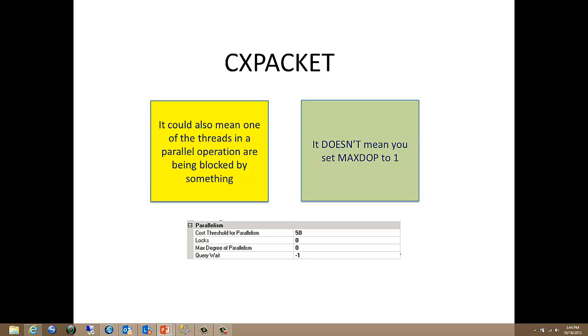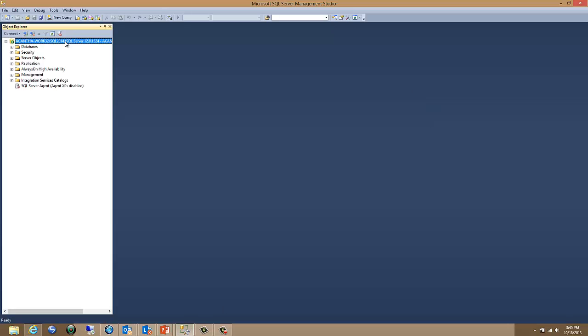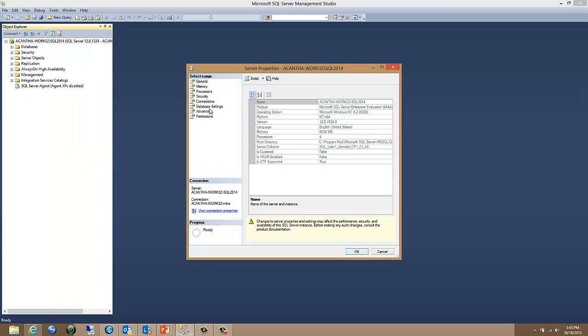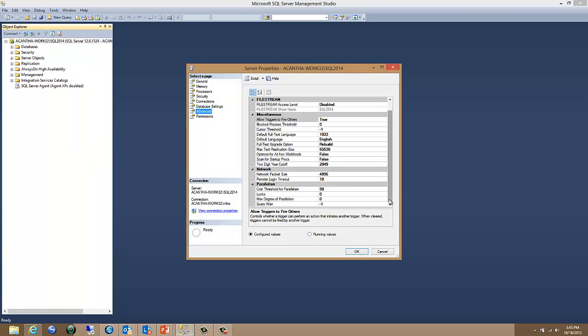So let's take a look at where this is done. Here we've got our SQL Server. We right click, we go to Properties, we go down to Advanced, and at the bottom of the Advanced setting you can see we have our parallelism. So you can see I've set the cost threshold for parallelism to 50, and I've left the max degree of parallelism at the default, 0. That means that all the processors in the box can parallelize queries.